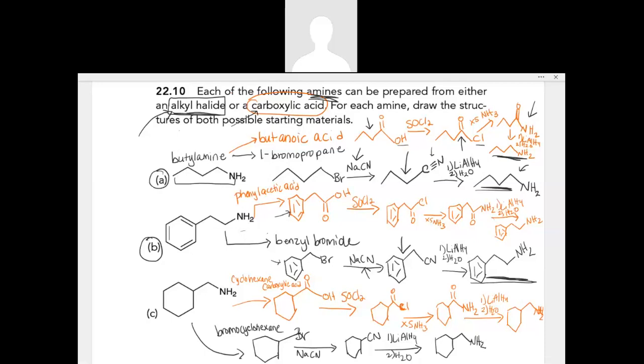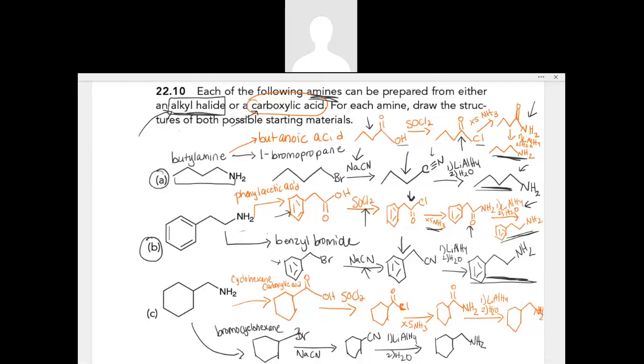Then we do our treatment with thionyl chloride, SOCl2. That gives us the corresponding acid chloride for that carboxylic acid. Then we treat once again with excess ammonia. We end up with an amide intermediate product. And then once again, the reduction as our last step, lithium aluminum hydride followed by water workup, gives us that same product amine for part B.